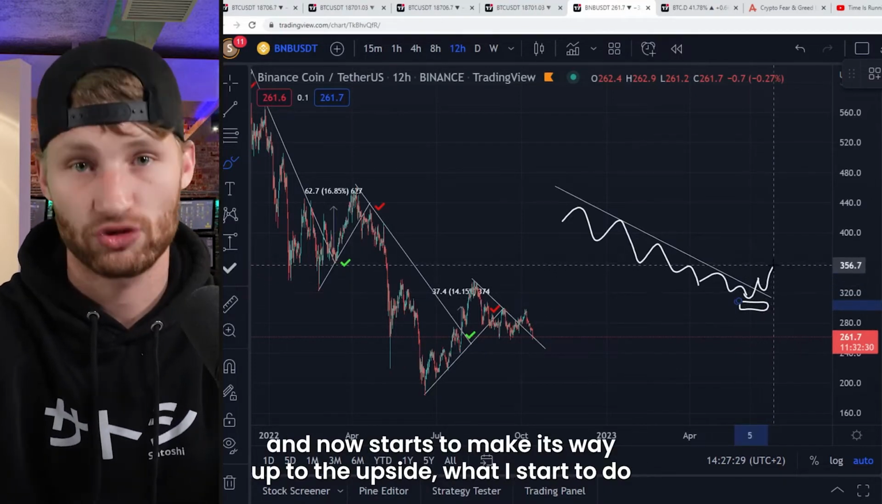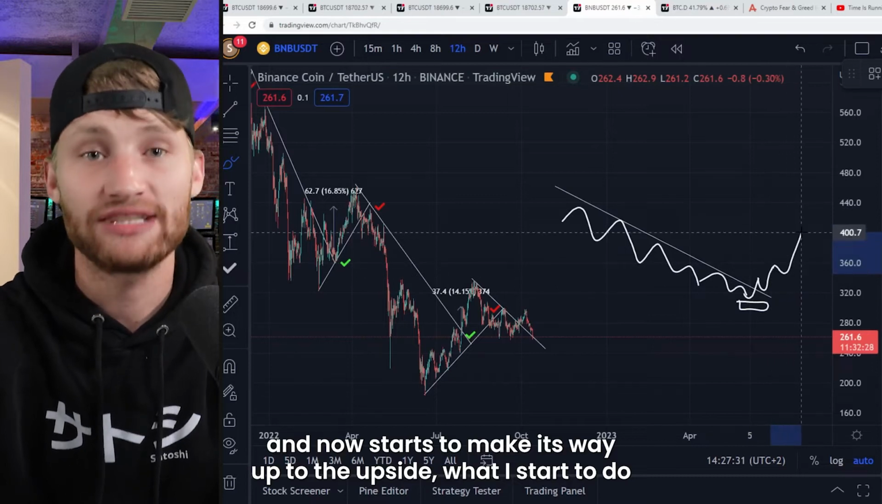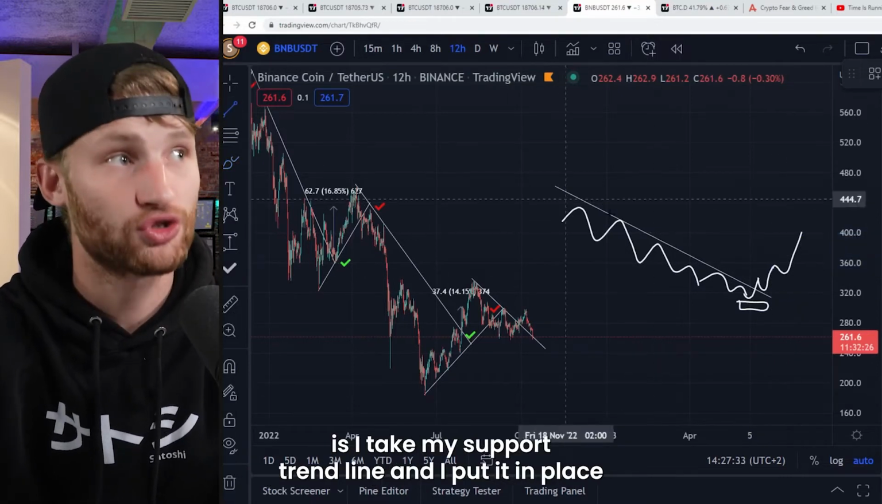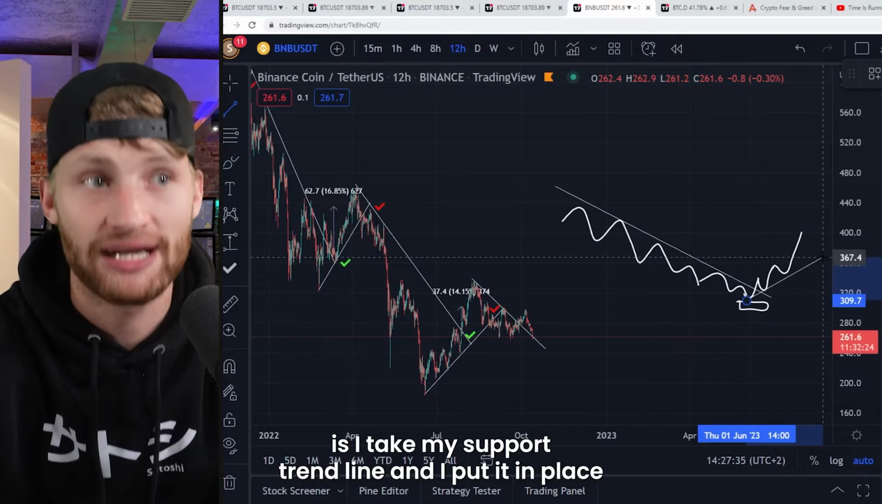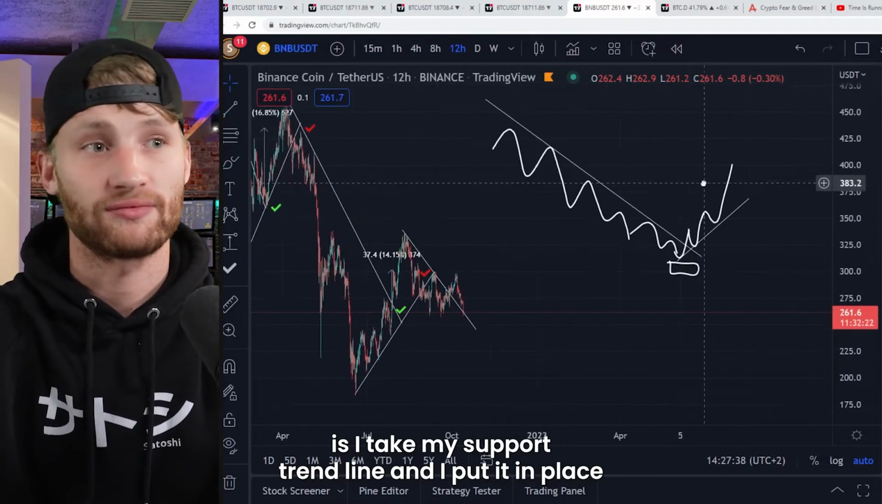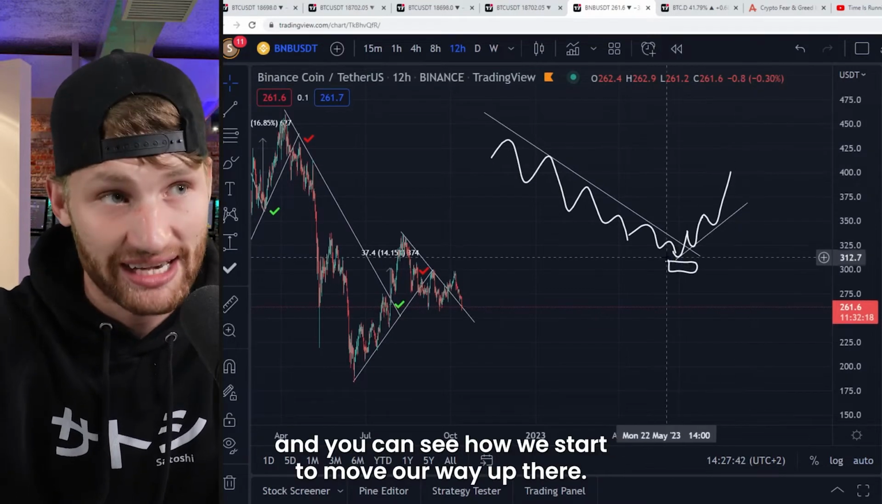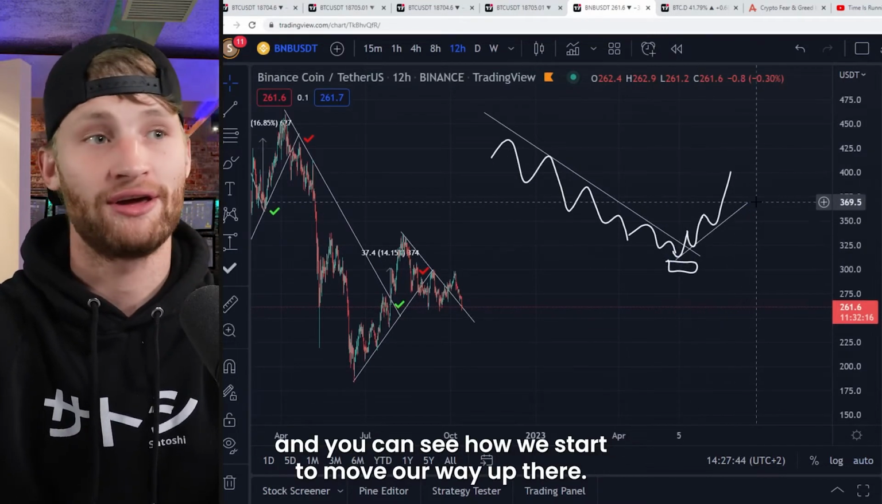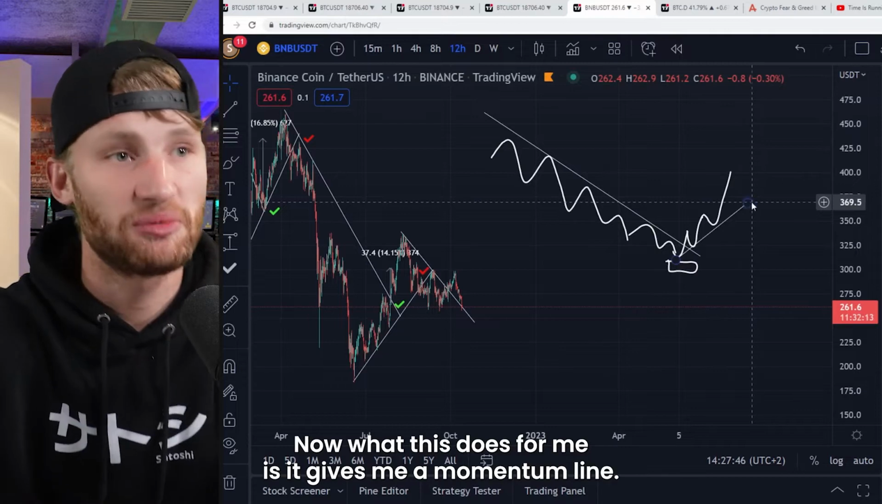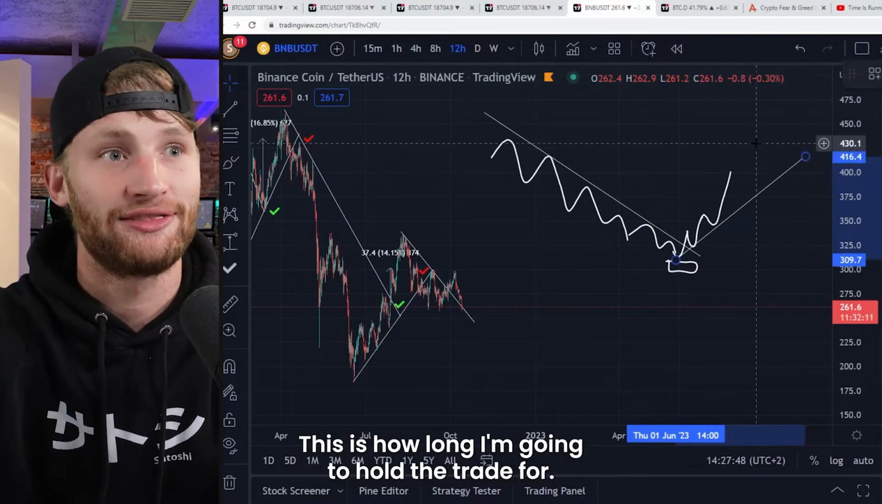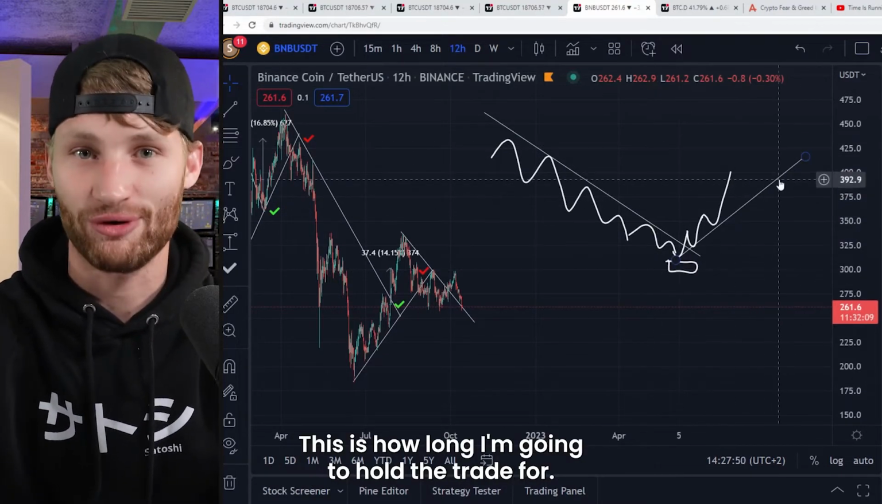Then what I do is by the time this market has come and retested and now starts to make its way up to the upside, I take my support trend line and I put it in place of the trend that we are now starting to move in the other direction. And you can see how we start to move our way up there. Now, what this does for me is it gives me a momentum line. This is how long I'm going to hold the trade for.